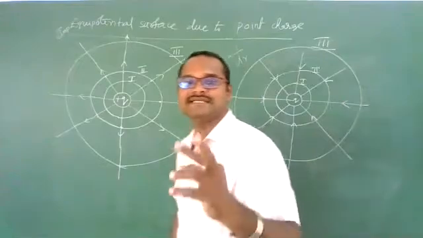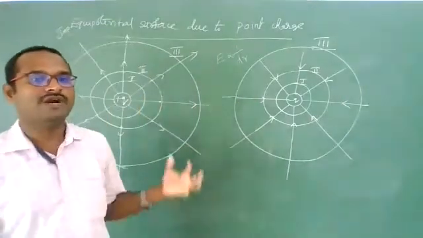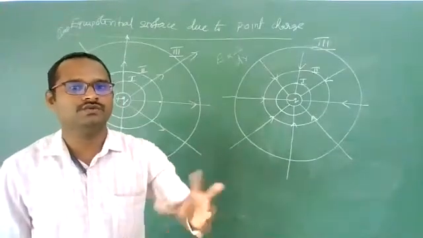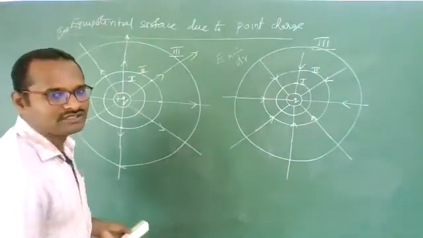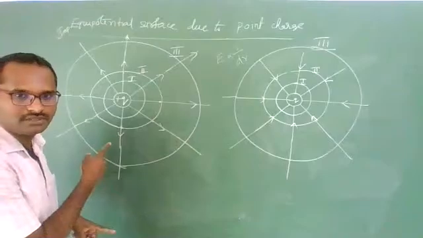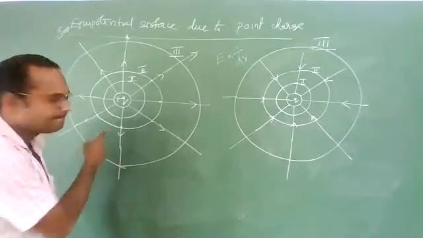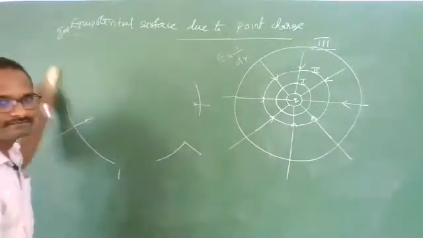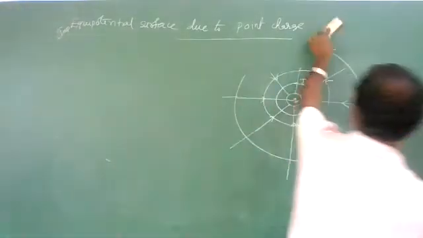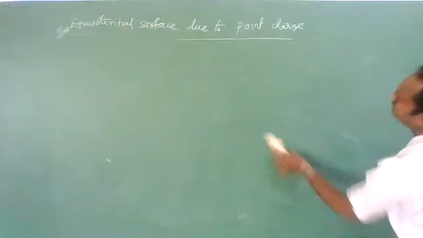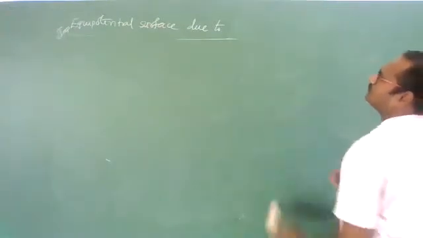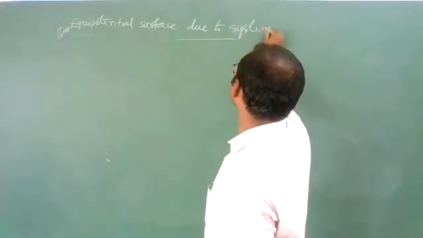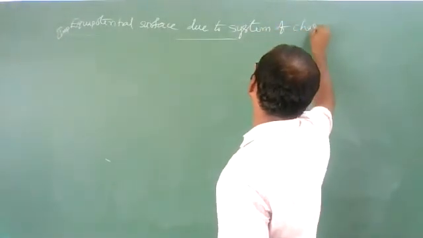Now let us draw equipotential surfaces for a system of charges. Means two equal charges are there, two positive charges. Then what will happen to the equipotential surface? Two opposite charges are there, positive and negative. What will happen to the equipotential surface? Let us see. Equipotential surface due to a system of charges.